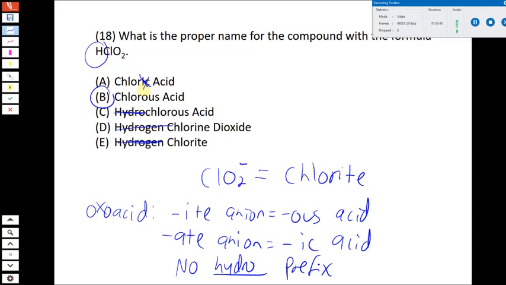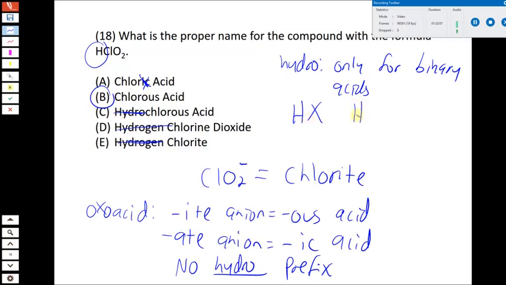We don't use hydro because it's not a binary acid. So the hydro prefix is only for what are called binary acids, which would be something that's just H with one other element, like HX, HCl, HBr, and so on, or H2S. It's just ones that have a single monatomic anion that would be the binary acids, and that's the only time we use hydro. All right, anything else?